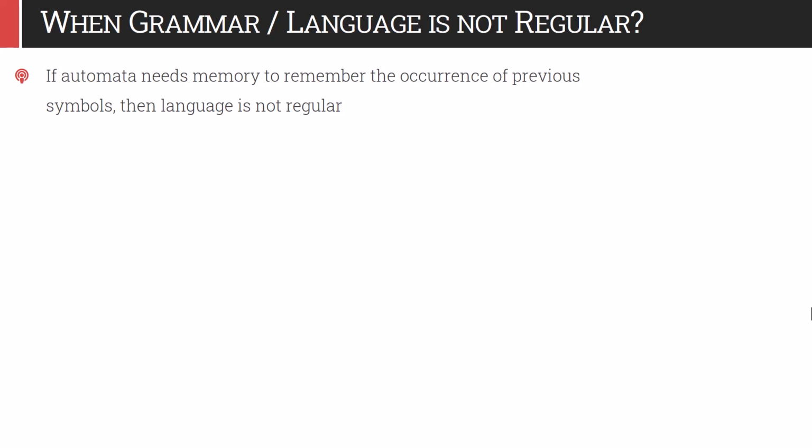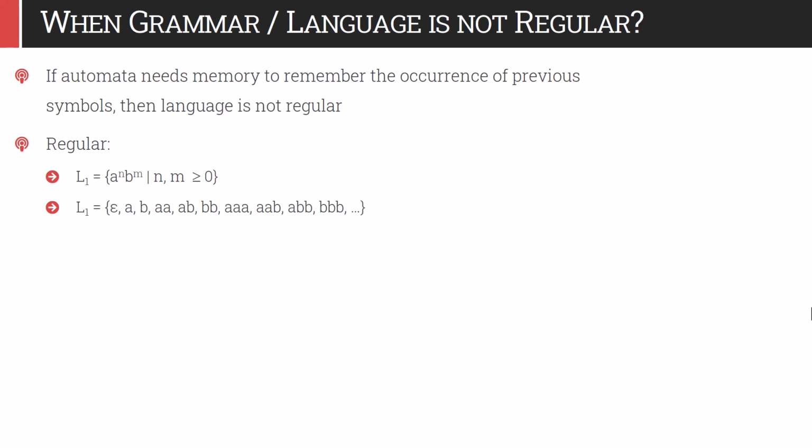The simple rule is that if automata requires memory to remember the occurrence of previous symbols, then the language is called non-regular. Let us consider an example. Language L1 is equal to a^n b^m, where n and m are greater than or equal to 0. If we note down the strings produced by this language, then that would be epsilon, because n and m both could be 0. So that can generate the empty string, that is epsilon. We can have a, b, then aa, ab, bb. Then strings of length 3, that would be aaa, aab, abb, bbb, and the pattern goes on.